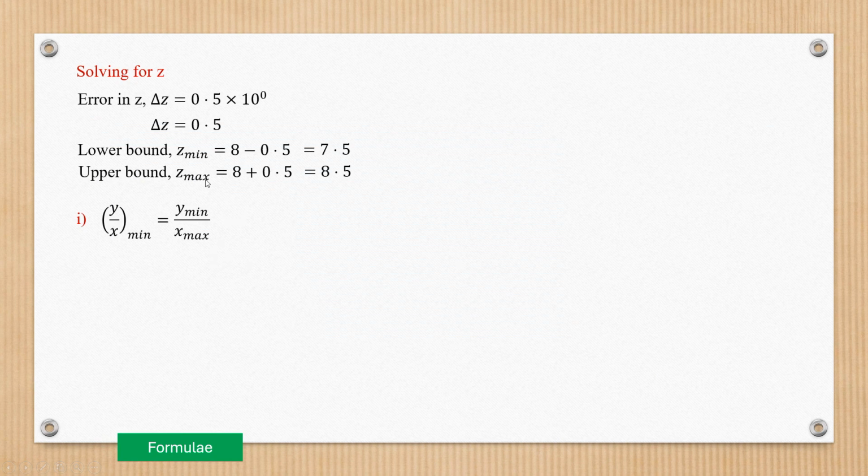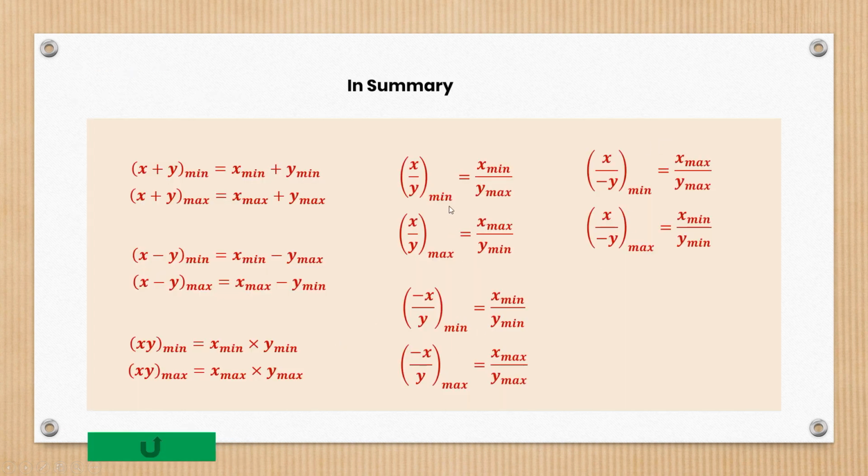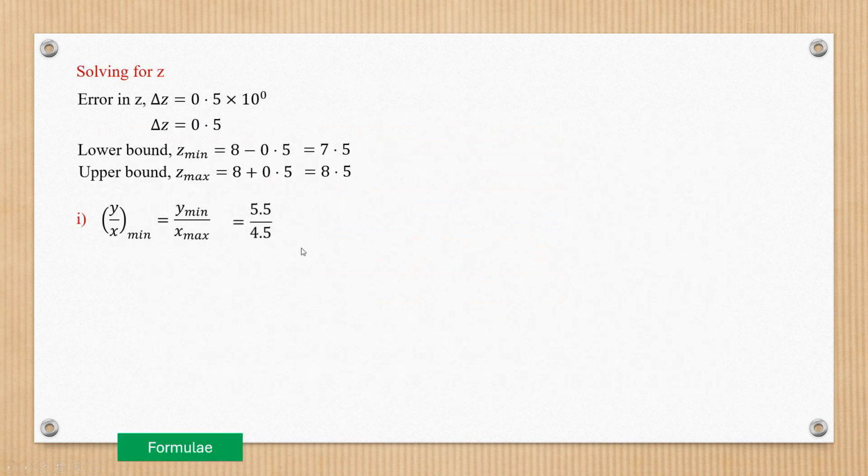Now the reason we're able to do that is we've already confirmed that both the one at the top and the one at the bottom are all positive quotients. That means y is positive and x is positive. So we don't need to look at these, so we shall just focus on this. So that's what we have. And then we shall have 5.5 over 4.5, which is 1.22222.